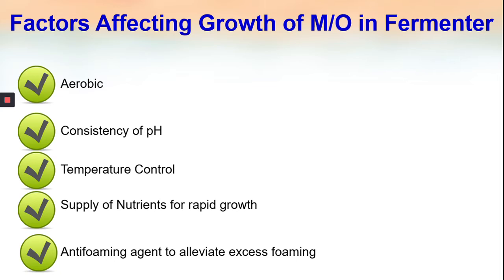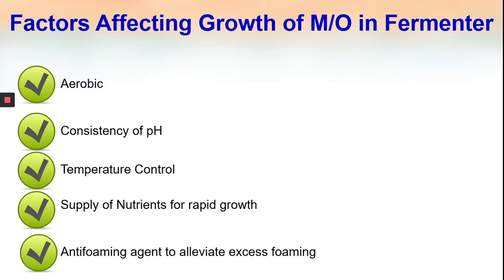The fourth factor is supply of nutrients for rapid growth. As I said repeatedly before, each microorganism will require a specific set of nutrients. We can give them a very general type of nutrient just to let them grow. However, in order for us to ensure the growth of the microorganism is at the optimum rate, we need to provide them with the specific type of nutrient as they require.